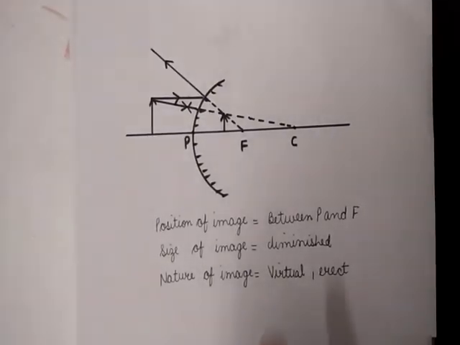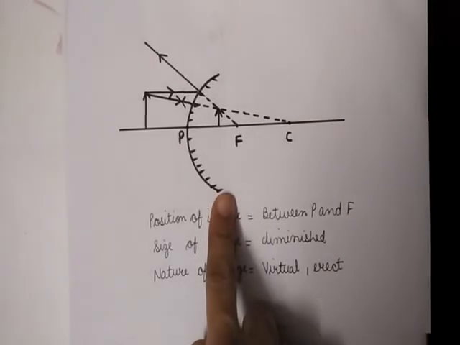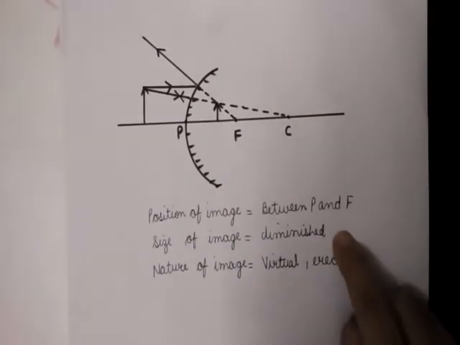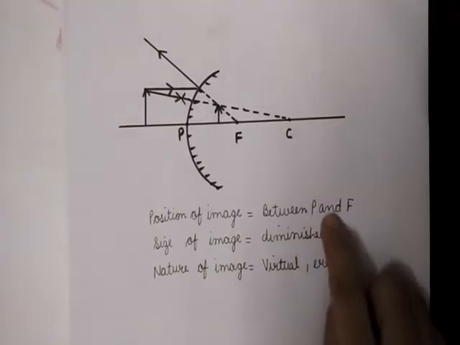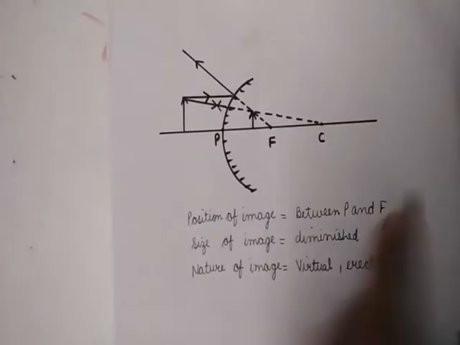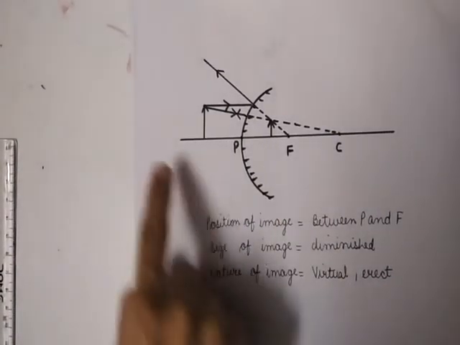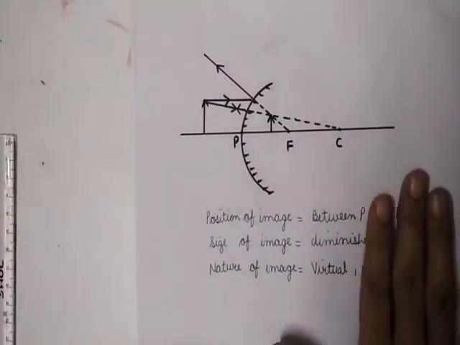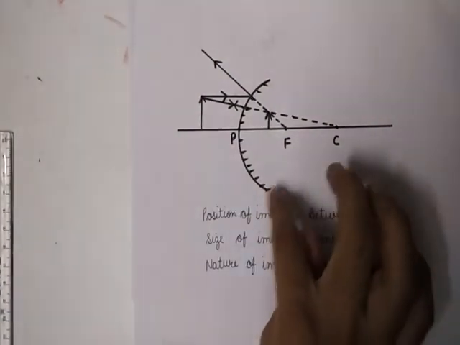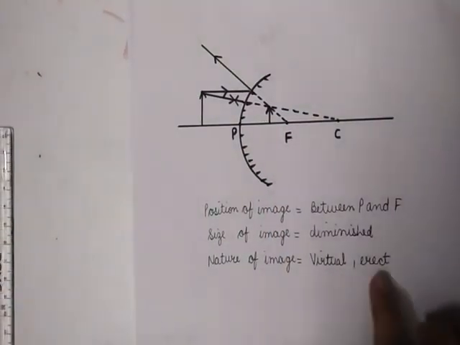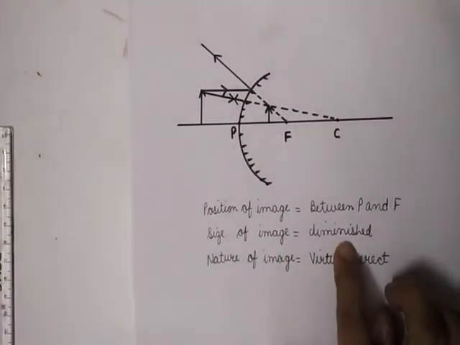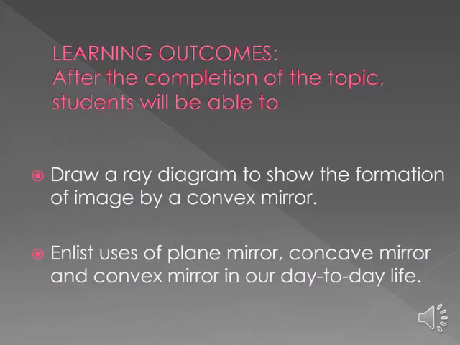So students, in this case, the convex mirror is forming virtual erect and diminished image of the object between P and F. And it is very interesting to note that a convex mirror always forms virtual erect diminished image of the object wherever the object is. So in this case, wherever you keep the object, convex mirror is always going to form virtual erect and diminished image of that object. So we have achieved our first learning outcome, and students, now you all can draw a ray diagram to show the formation of image by a convex mirror.